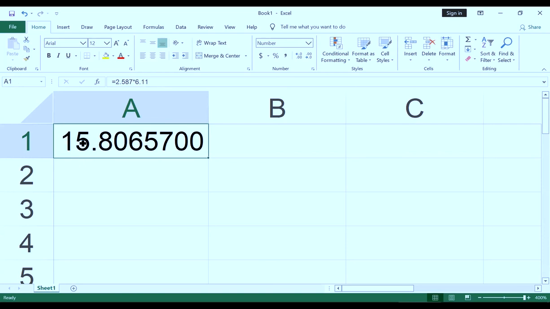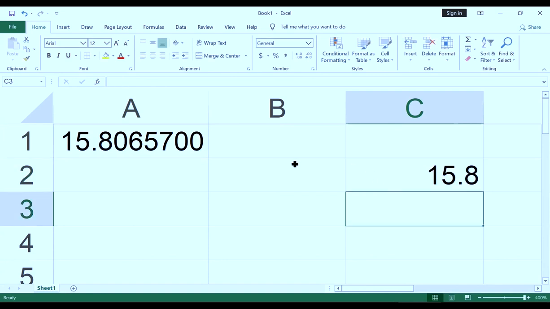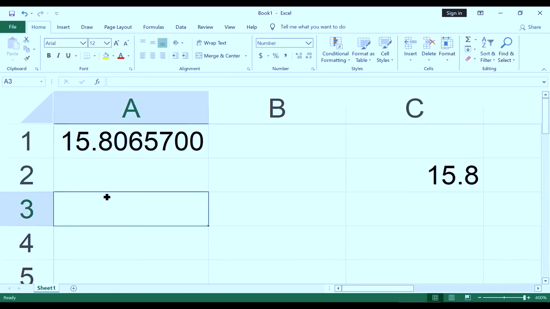Keep the 1, keep the 5, keep the 8. The 0 is used to round off, and past the decimal, everything else you drop, that's 4 or less. So the correct answer would be 15.8. And that's how you do that. Let's do another one.